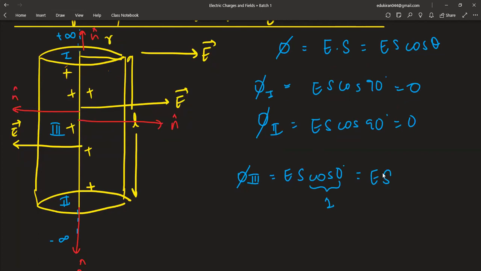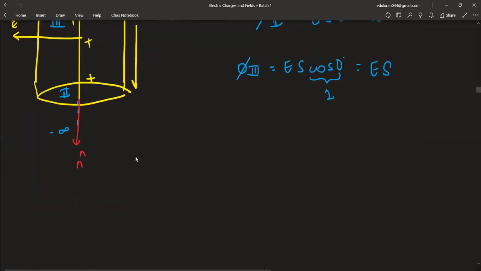Fine class. Now, what is the surface area of a cylinder? You have the radius as R. Look, small r is the radius of the cylinder.